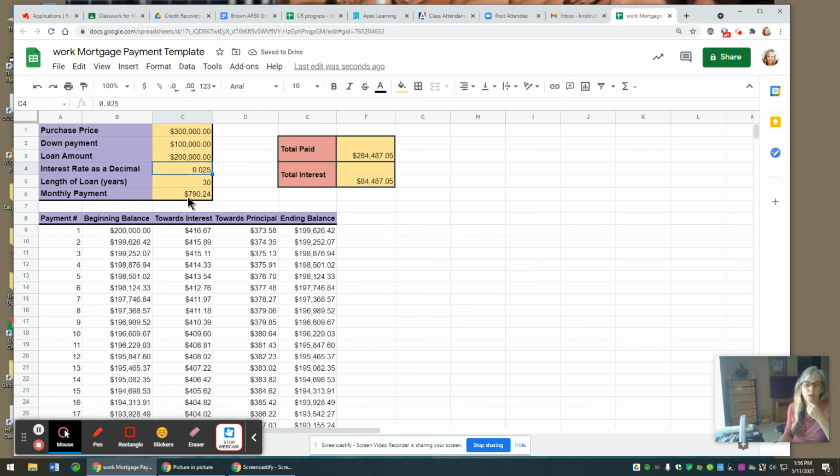And look at everything. My monthly payment's a whole lot less. The total price of the house is a whole lot less, and the interest I'm paying overall is a whole lot less. So the more you can save starting today, the better interest rate you can get, the more you're going to save in the long run.